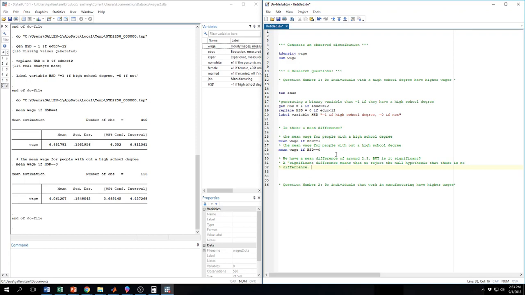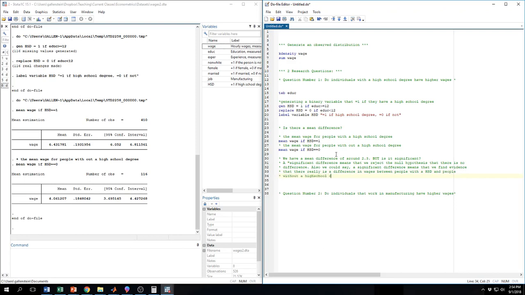We could say it another way. Also, we could say a significant difference means that we find evidence that there really is a difference in wages between people with a high school degree and people without a high school degree.